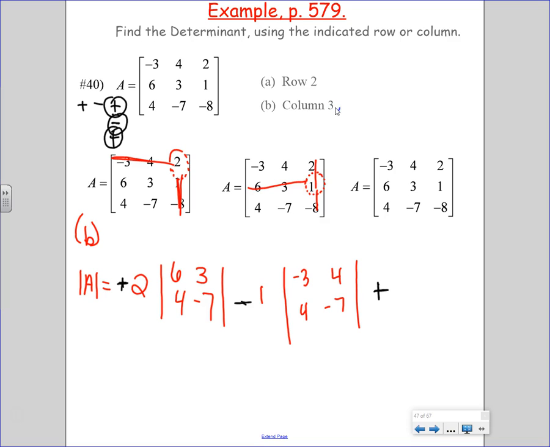What'd you guys circle for the last one? Good. Did you cross out the third column and the third row? Good. And did you get for that -8, -3, 4, 6, 3?